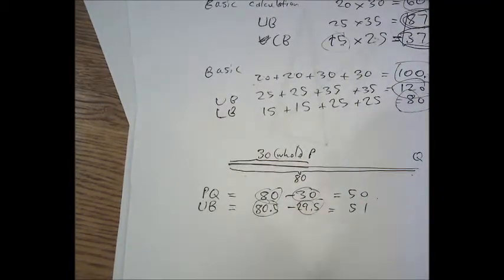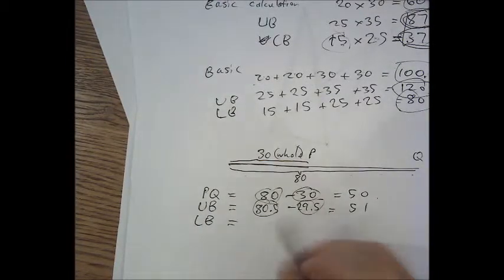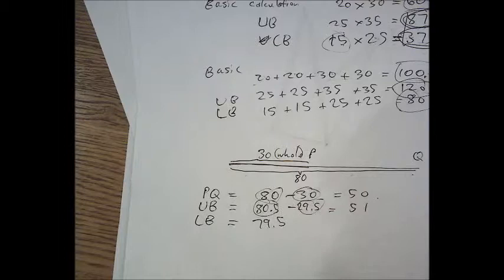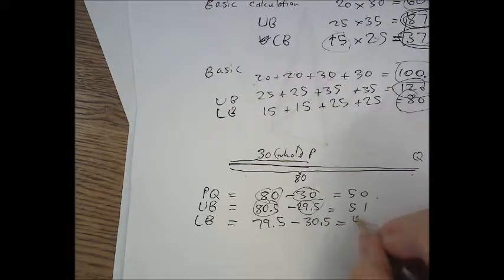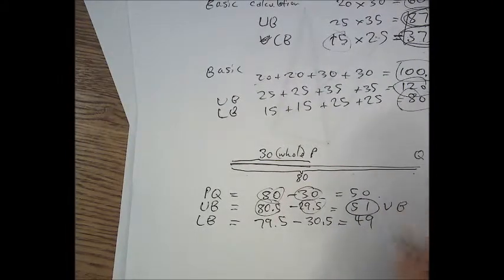The lower bound, the worst that can happen, is that this 80 wasn't really an 80. Maybe it was a 79.5 rounded up. And maybe this was not a 30, but rather a 30.49 or something rounded down. And so that would give you 49. And so that's your upper bound, and that's your lower bound.